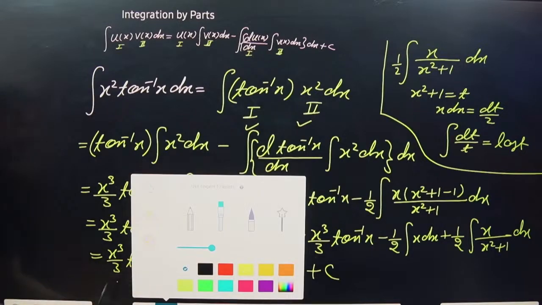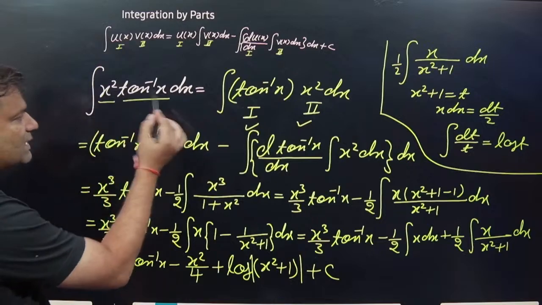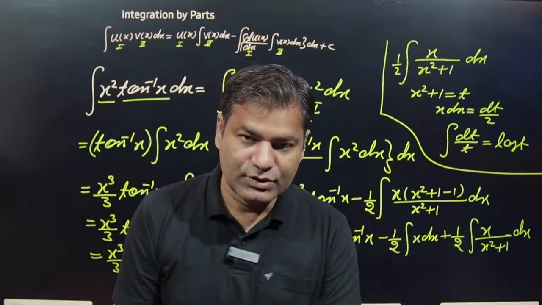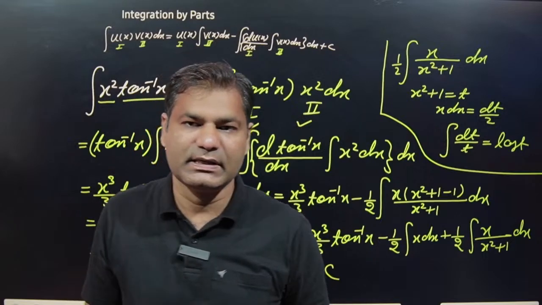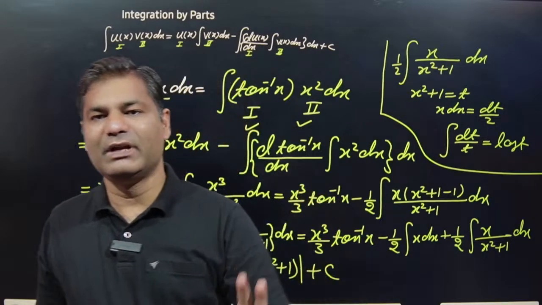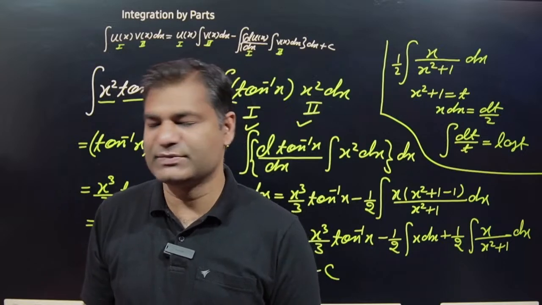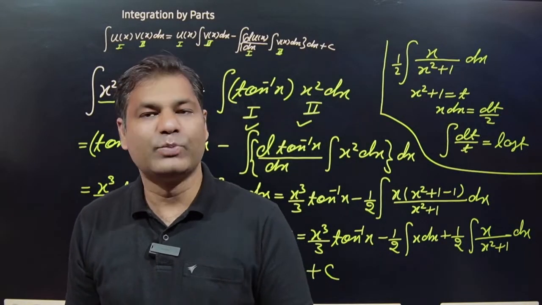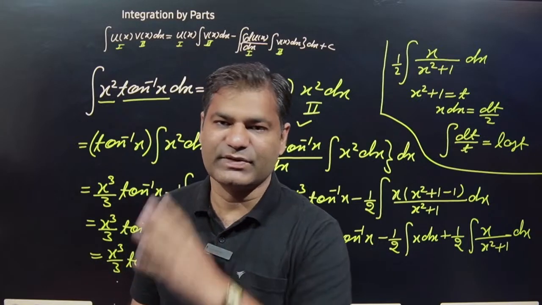Now I will explain again. Look here. Question is x square into tan inverse x dx. So first of all, which one do we take as first function and which one as second function? If a polynomial is available with tan x, cos x, sin x, or e to power x or a to power x, then the polynomial is taken as first function.